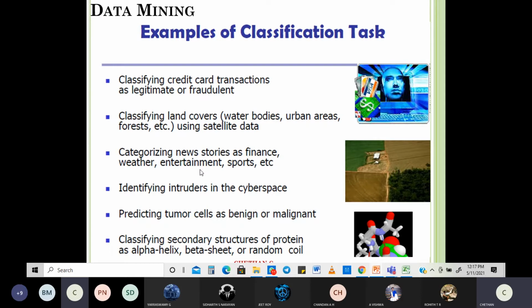Then predicting tumor cells as benign or malignant. There are tumor cells which can be removed and which cannot be removed, tumor cells which are very harmful and which are not. Classifying the secondary structures of protein, this you will probably be able to understand because it's predominantly biological terms. As an example, classifying an entire protein structure, which is nothing but the RNA, DNA structures that you have, as what? Alpha helix, beta sheet, or random coil.